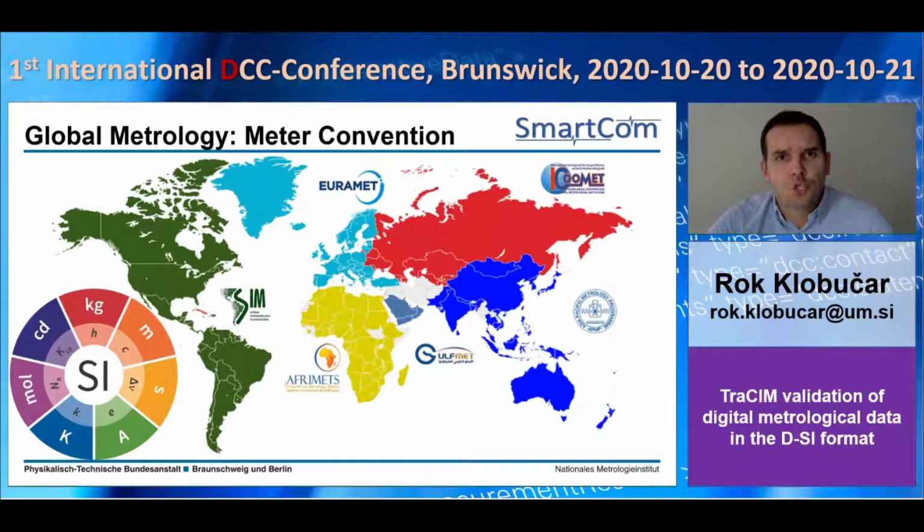This world map shows different regions of metrology organizations like CIM, Euromed, Afrimed, and so on. Basic SI units are presented in this colored circle on the left side. All of these organizations accepted the International System of Units. So at this point, we can start setting up the digitalization of metrology data.